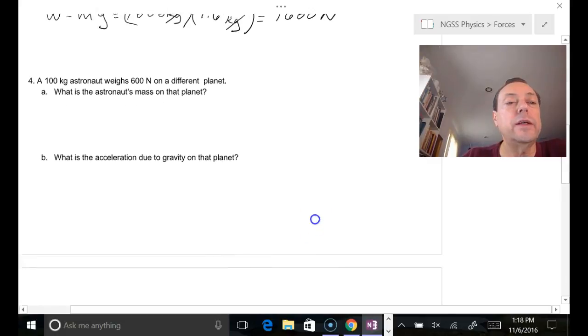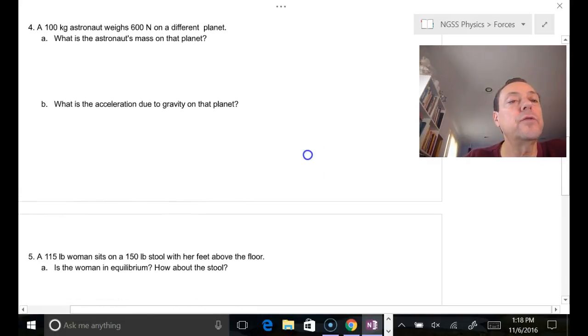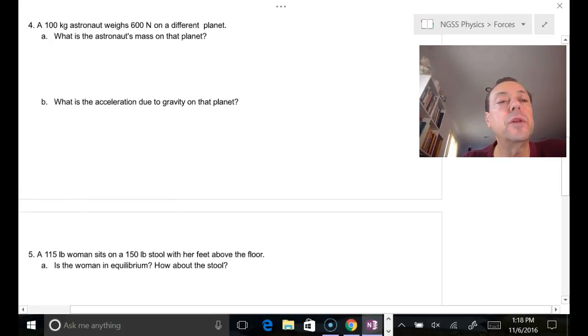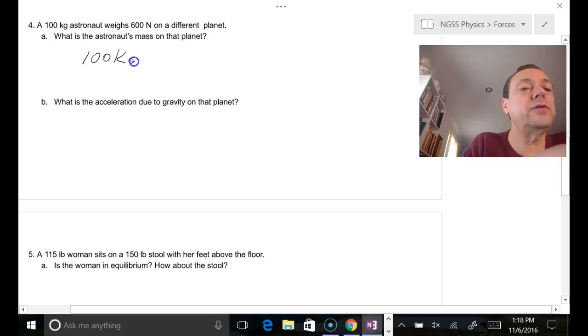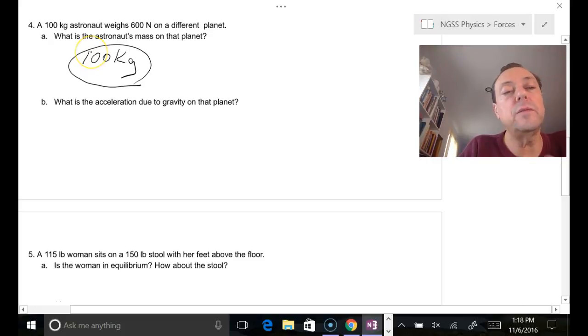Okay, next problem. A 100 kilogram astronaut weighs 600 newtons on a different planet. What is the astronaut's mass on that planet? Does the mass change? I hope everybody remembered this. The astronaut's mass on that planet, and in fact anywhere else in the universe, is still 100 kilograms, because mass is a fundamental measure, or a measure of the fundamental amount of matter in something. The amount of matter does not change.